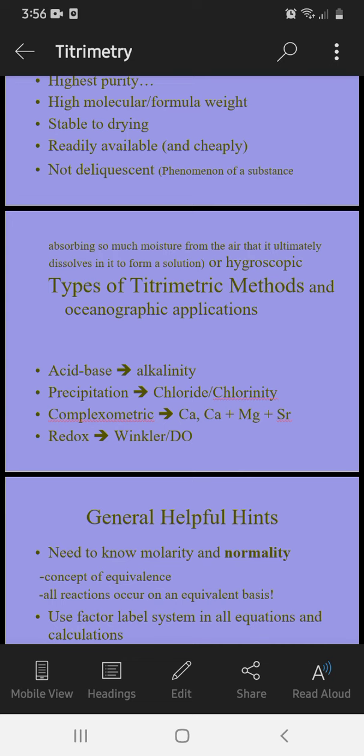Types of titrimetric methods and oceanographic applications. Acid-base: alkalinity. Precipitation: chloride, chlorinity. Complexometric: Ca plus Mg plus Sr. Redox: Winkler, dissolved oxygen.